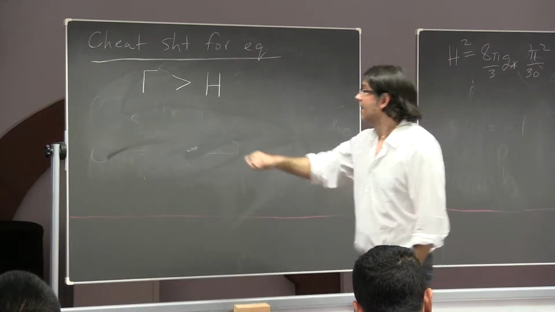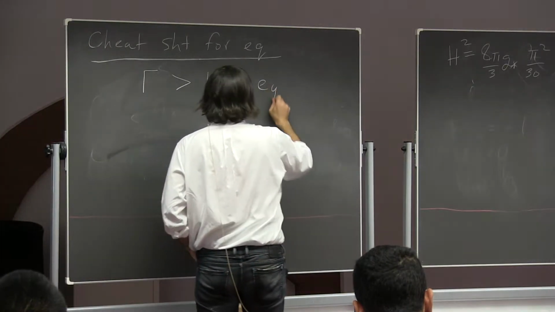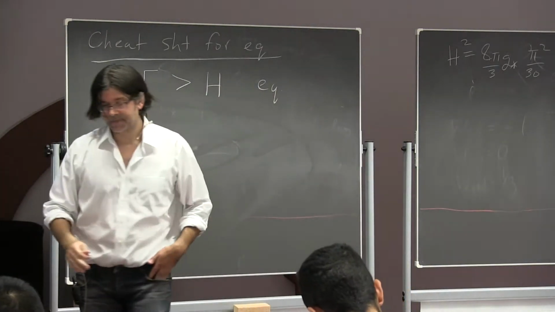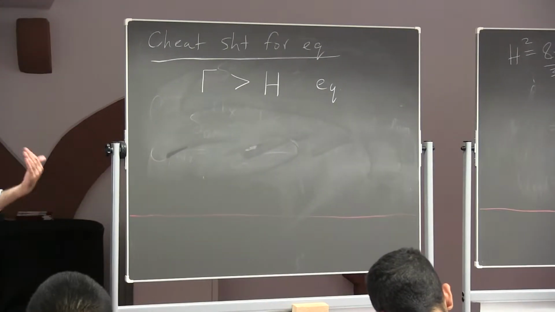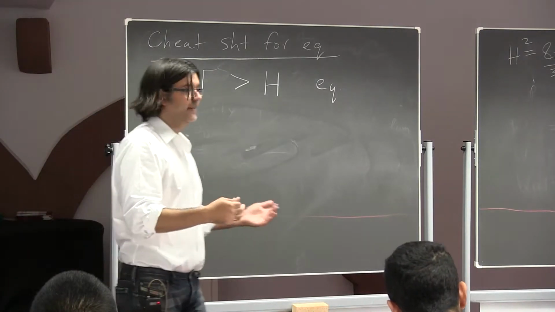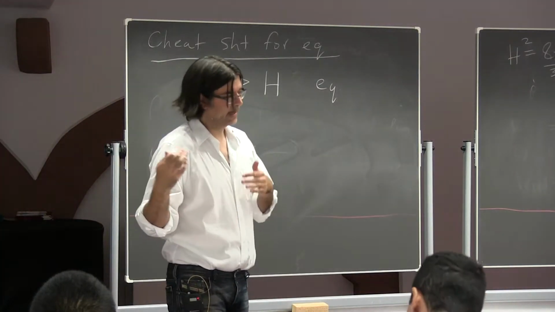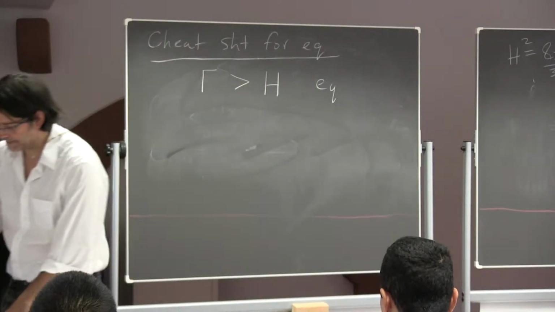So this is the critical question for equilibrium, because if you wait one Hubble time and your process hasn't happened, then in general, although not always, I'll discuss the exceptions, but in general that means that if you didn't have it happen in the last Hubble time, then you're not going to have it happen in the next Hubble time, and you should just kind of give up.